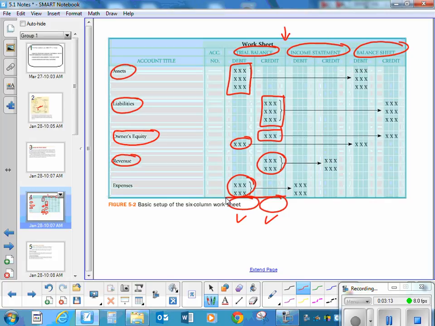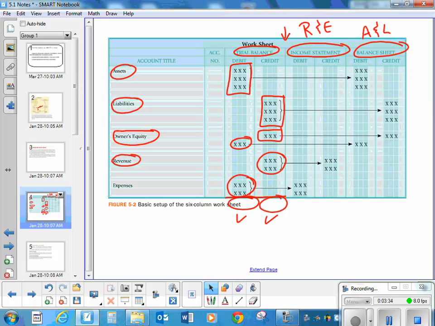Remember that income statement is your revenue and your expenses. And your balance sheet is your assets, your liabilities, and your owner's equity. Not sure why that's not working. Anyway, you know what I mean.